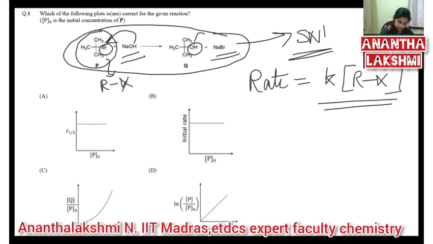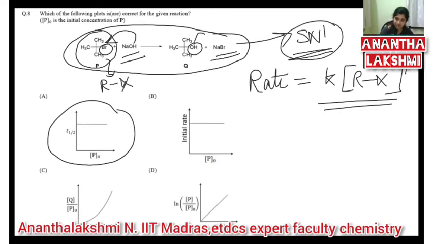Now let's solve each option one by one. So we know that in a first order reaction, and this is a first order reaction, SN1, right? The half-life, T half, is a constant. This we'll learn in chemical kinetics. And for the first option, this is correct basically.